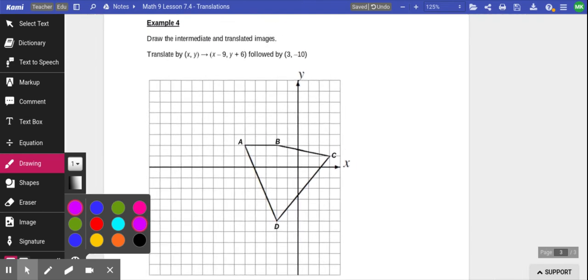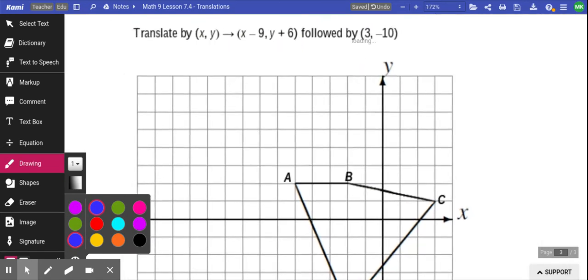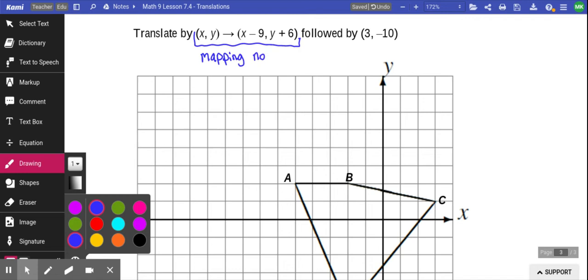Our last question here. So now we're going to do two translations. We're going to do one translation using mapping notation. I said mapping diagram, it's mapping notation. Then I'm going to do another translation using coordinates.